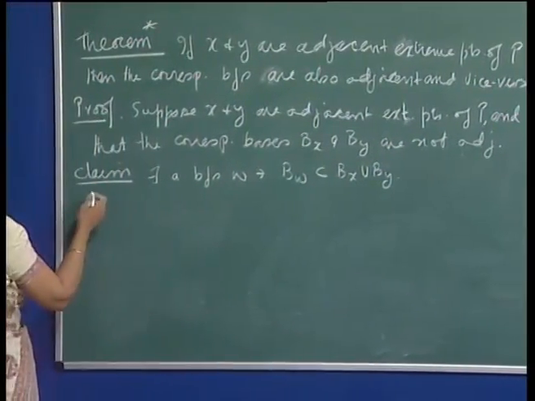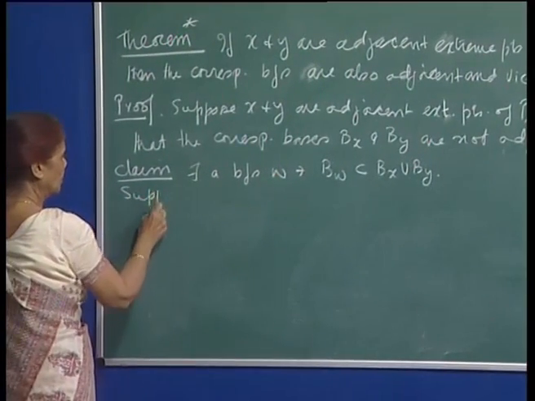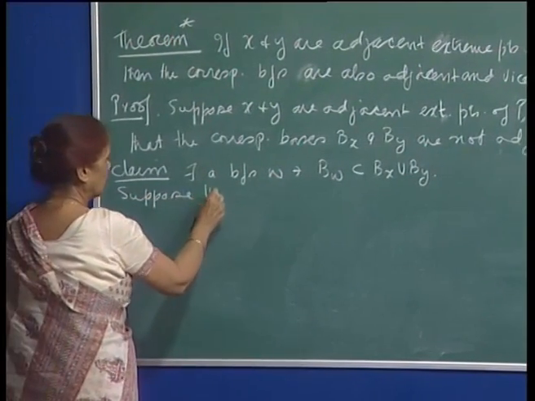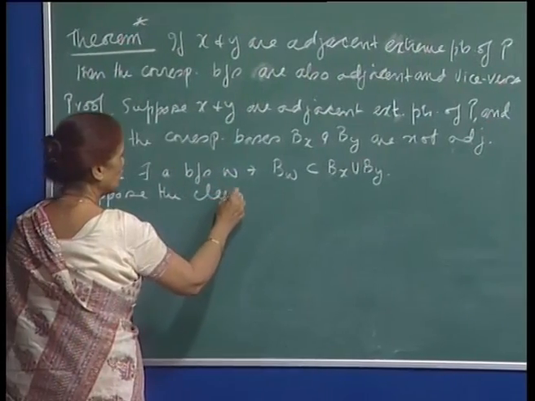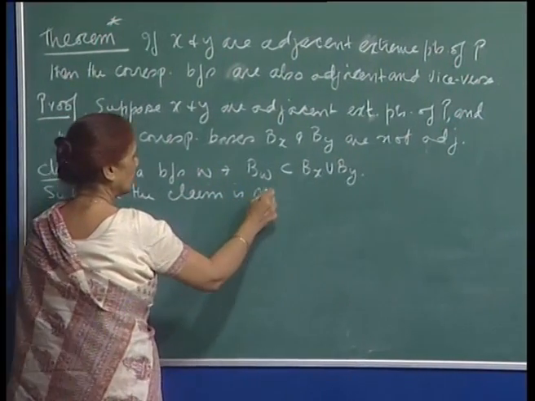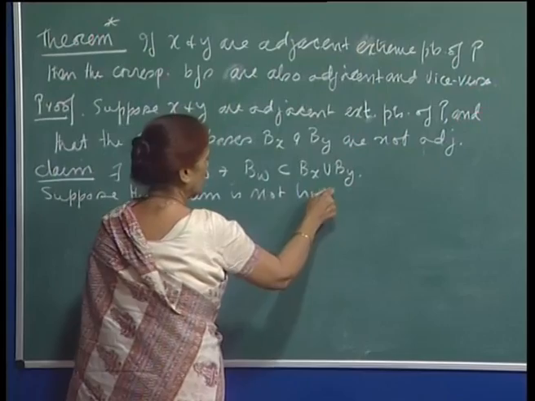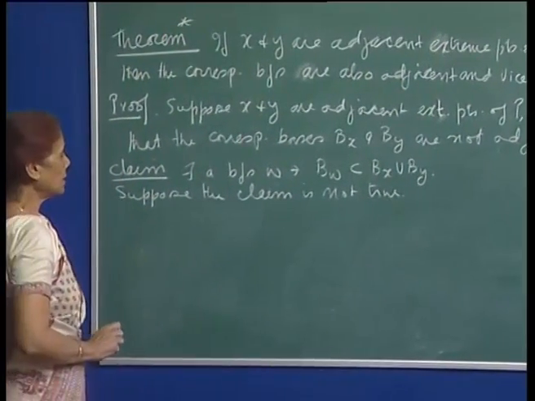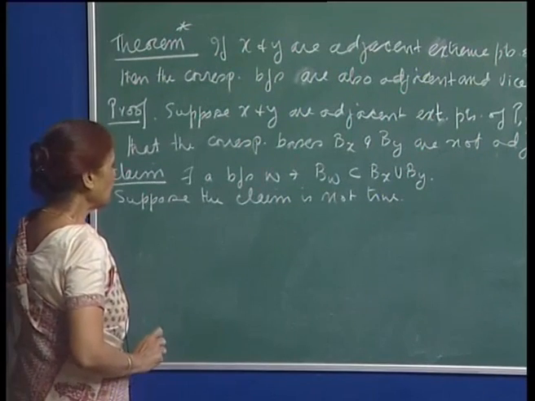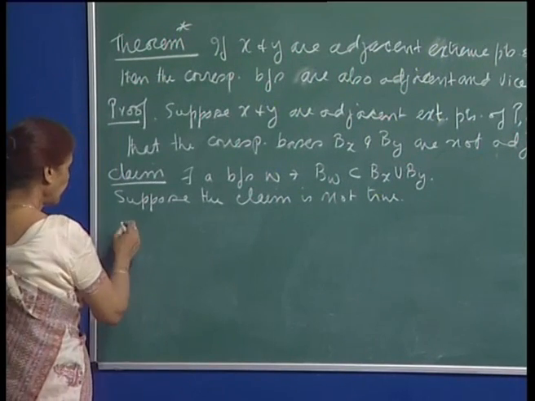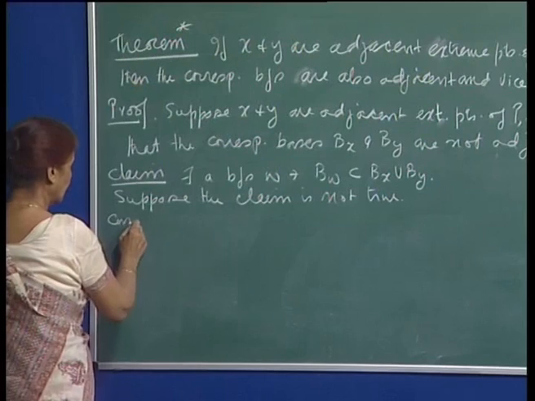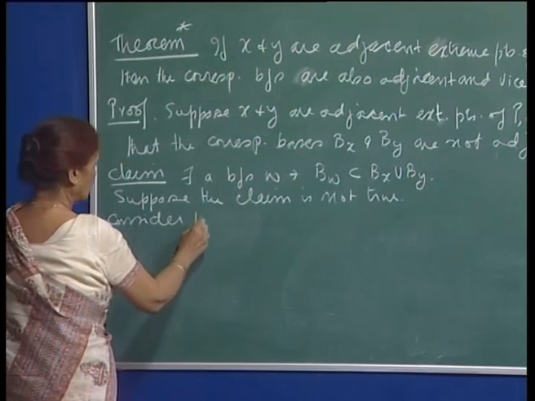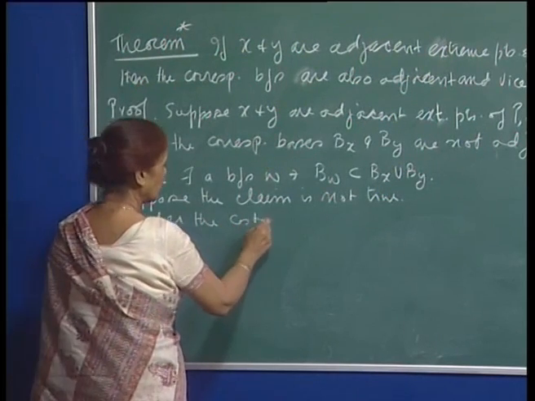Suppose the claim is not true, then I have to contradict it. I have to show you that it can be easily contradicted. What does it mean? Suppose the claim is not true, consider the cost vector.